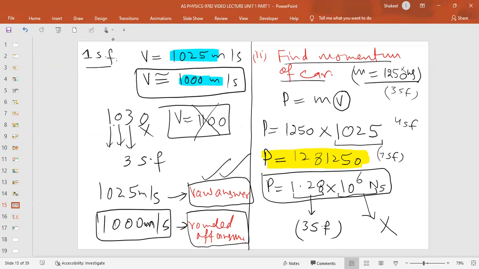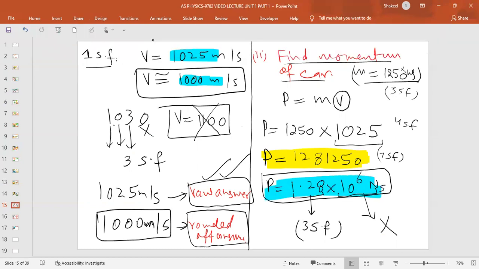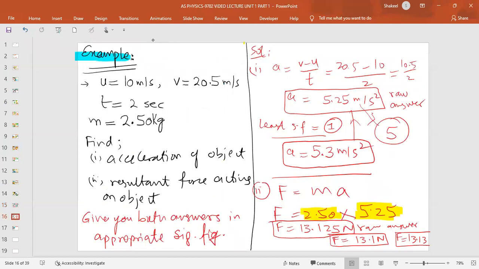But in your raw data, mass is having 3 and velocity is having 4. So you have to write the least significant figures, which are 3. So you round off your answer to 3 sig fig. That is 1.28 into 10 to the power 6 meter per second. So that is a 3 significant figure answer. Okay. Next, move on to another example.